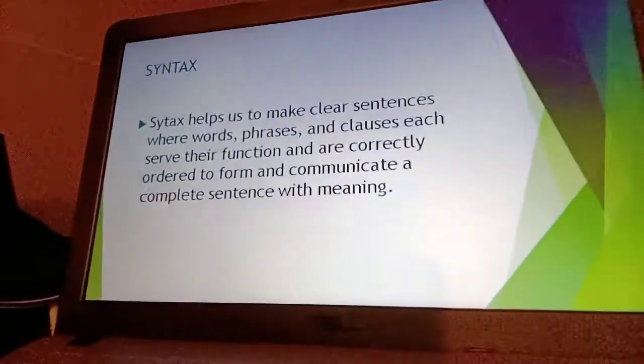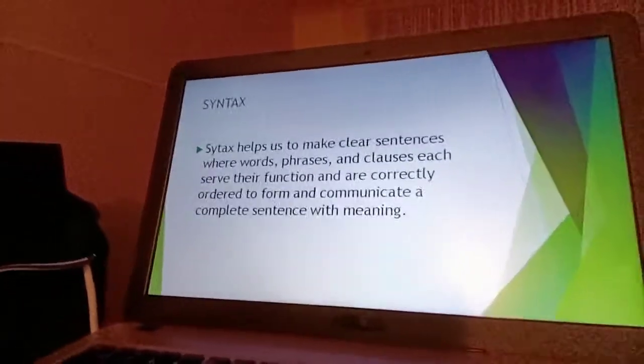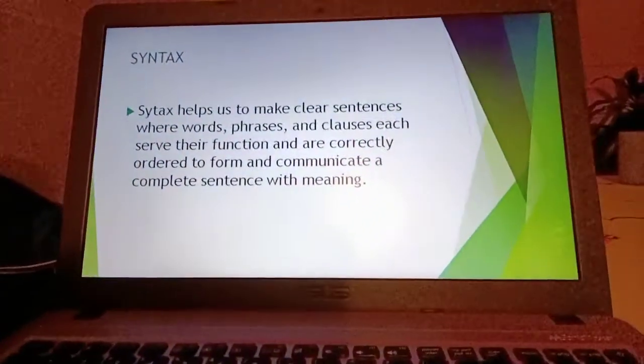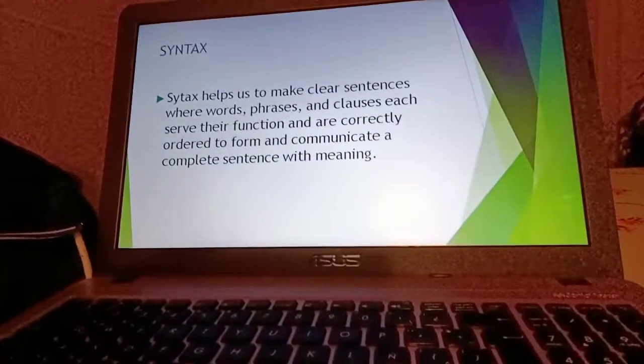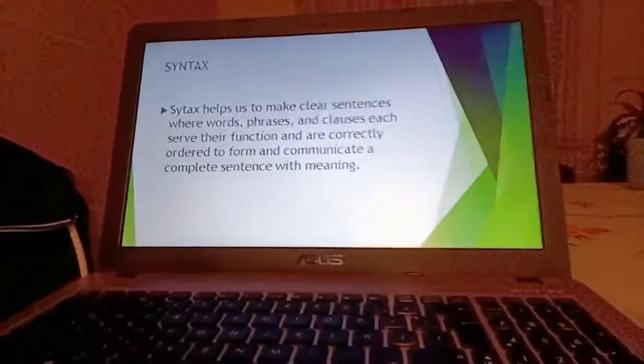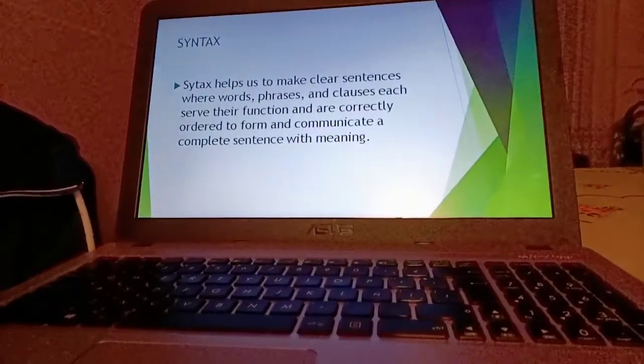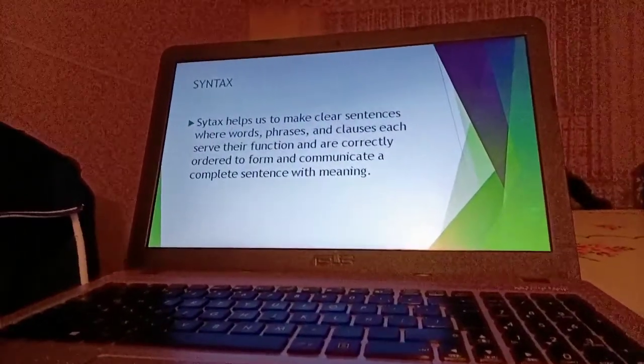What does this mean? This means that syntax is going to let us understand how we have to order words and clauses in order to be understood by people in the best possible way. We have to be aware of the grammatical structures of the sentences that we want to transmit, maybe by writing texts or speaking.